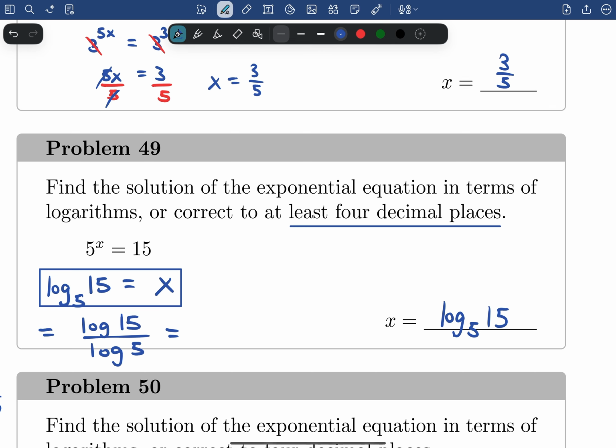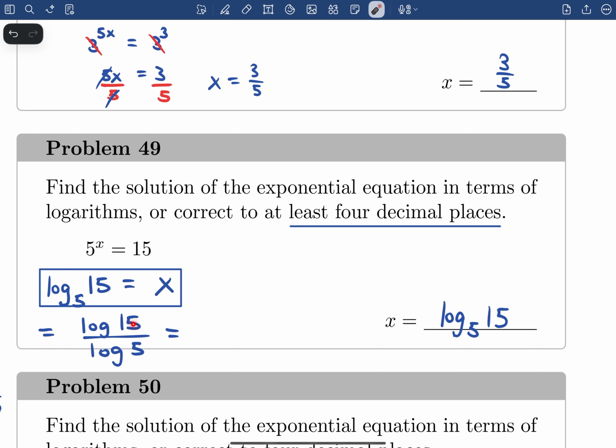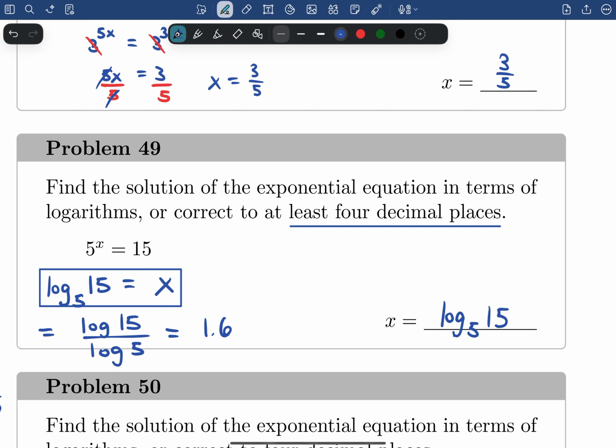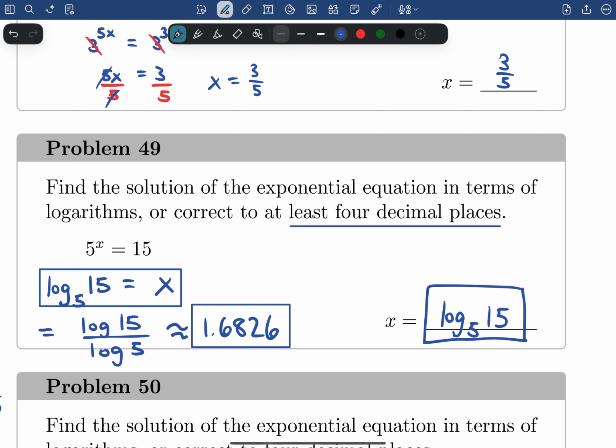If you want to get a decimal approximation, that's when we would take log of 15 and divide by log of 5. Okay, this is the base change formula. And inputting that into a calculator, that would give you an answer of 1.6826. There we go. So that's an approximation rounded to 4 decimal places. So take your pick. You could either do it this way or you can report the exact answer.